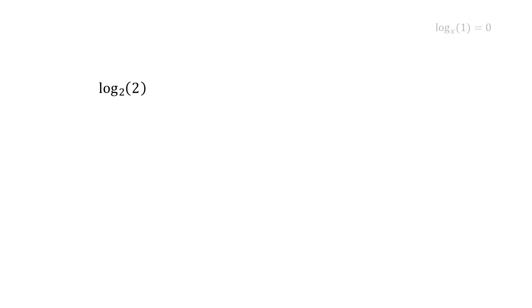Another easy one. What's the logarithm of 2 to base 2? In other words, what exponent gives the same result as the base? 1. And that gives us another rule. The logarithm of a number that's the same as the base is always 1.